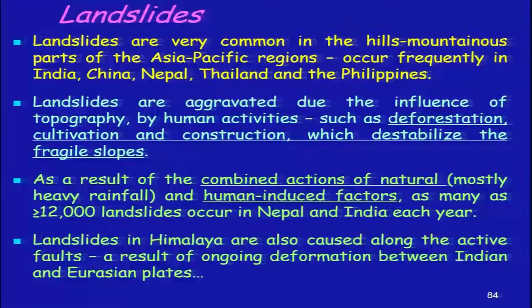So, landslides in the Himalayas are also caused along active faults. This is what I was talking about. When we say that active faults are capable of triggering an earthquake, they are the places where surface displacement will result. This is because of the ongoing deformation between the Indian and Eurasian plates.